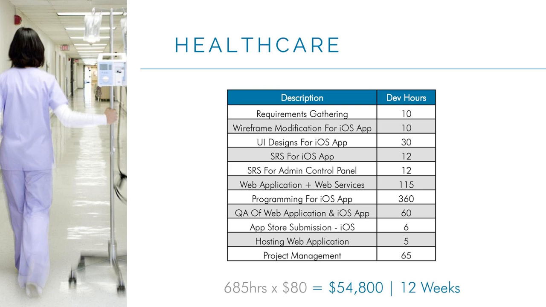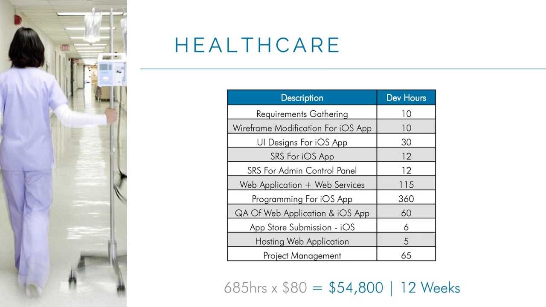So we took all the specifications and we created something that looks like this. You should see something like this from whatever development partner you go with, which is a description of the need and then the hours to do it. So for example, requirements gathering would take us 10 hours. SRS for the iOS app is 12 hours. App Store submission was 6 hours, so on and so forth.